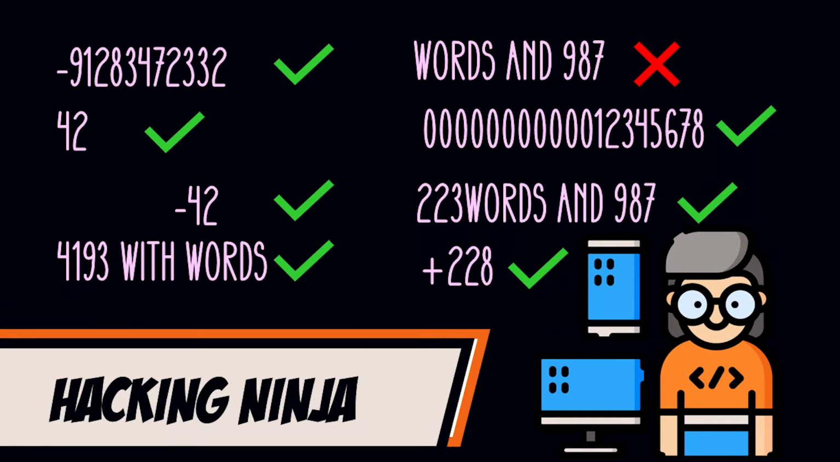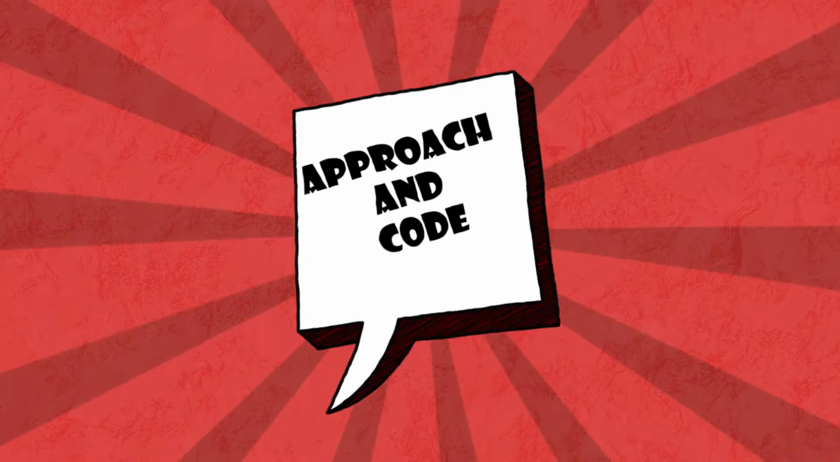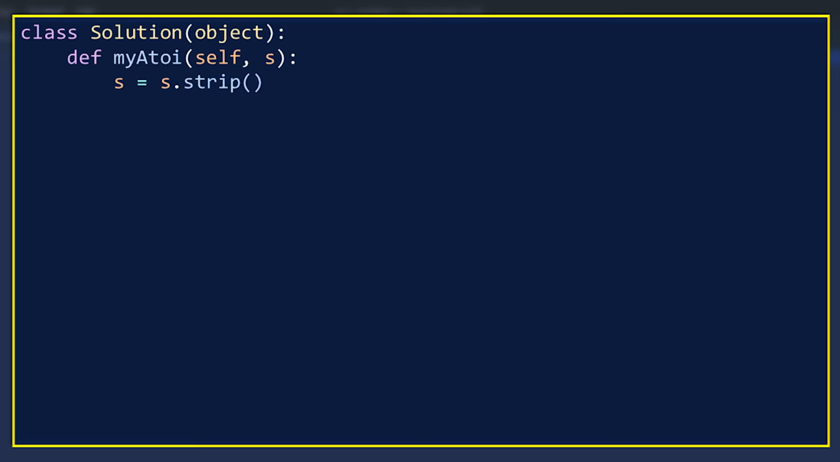Now that we have an idea of what sort of test cases we would be dealing with, let's look at the approach and the code. First, we deal with any leading or trailing spaces with the strip command in Python. Second, if we have an empty string, we return 0. The order of the above statement is important in case we just have empty spaces. The code I had written earlier did not work.